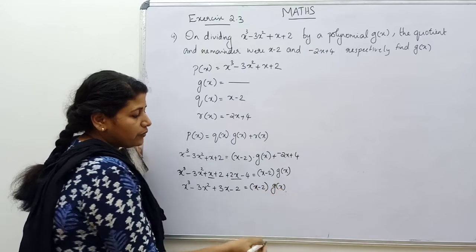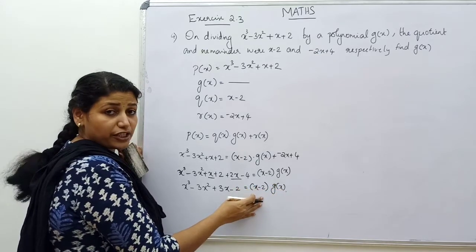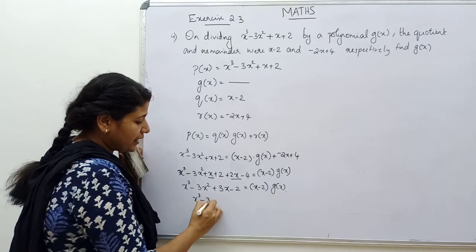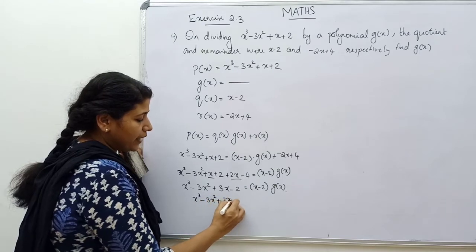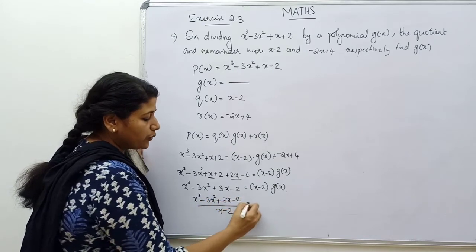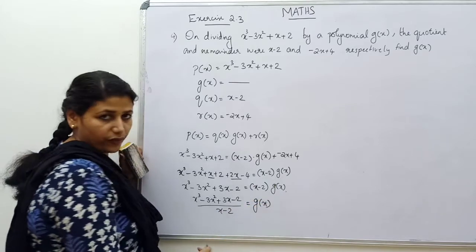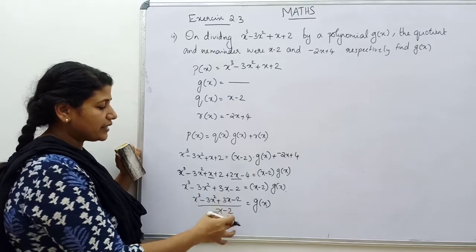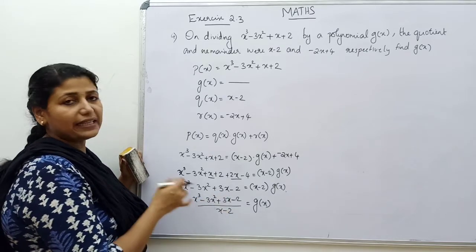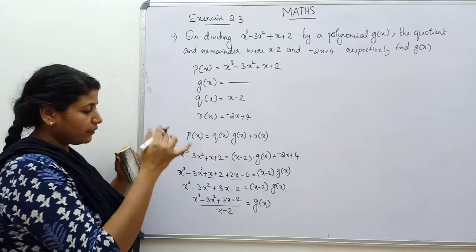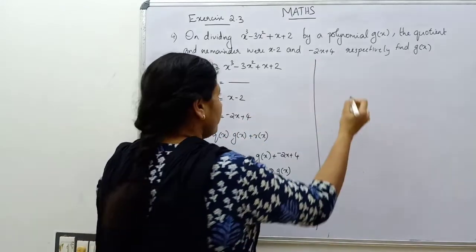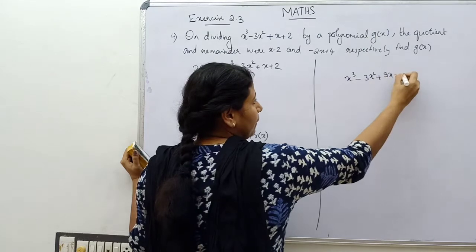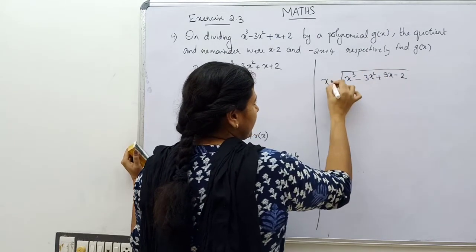Okay. Then we want to take this x minus 2. Here x minus 2 into g of x is there. So we can divide by this x minus 2 here. So x cube minus 3x square plus 3x minus 2 by x minus 2 will give this g of x. So what we want to do? We want to divide this x cube minus 3x square plus 3x minus 2 by x minus 2. Then you will get the g of x. That means the divisor. We can just divide x cube minus 3x square plus 3x minus 2 divided by x minus 2.